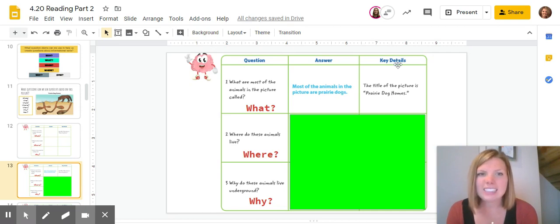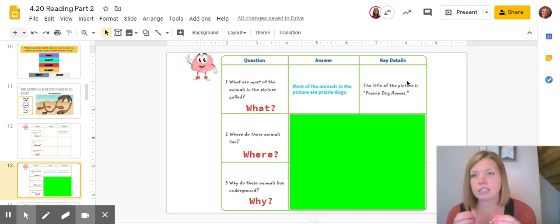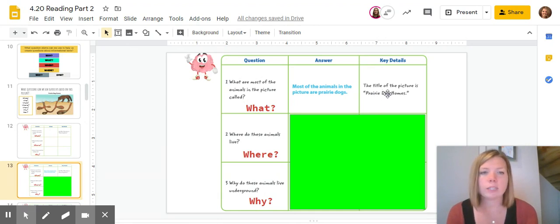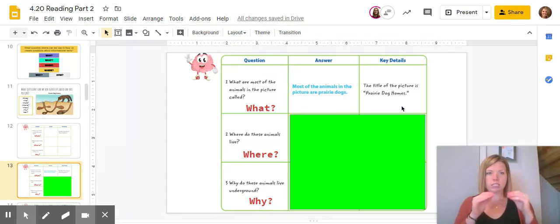Then this key detail section, that's where I explain where I got my answer. That's my evidence from the picture. Now, when we do it, we're going to get the evidence from the text. However, we're using a picture right now. So my detail, my evidence, my proof is that the title of the picture is Prairie Dog Homes. That's what made me get the answer: most of the animals in the picture are prairie dogs. So again, those key details are the information in the picture or in the text, okay?